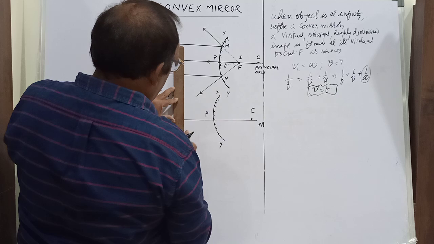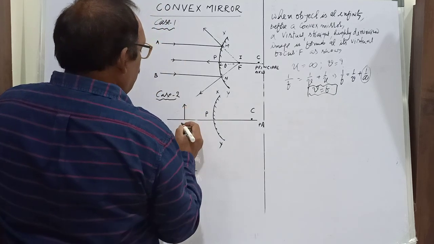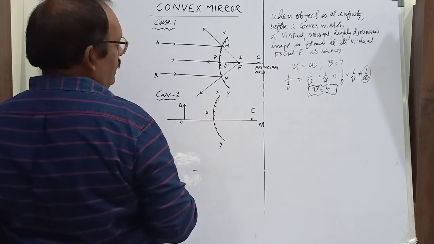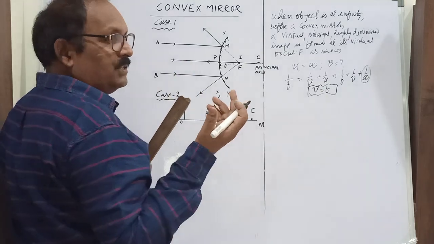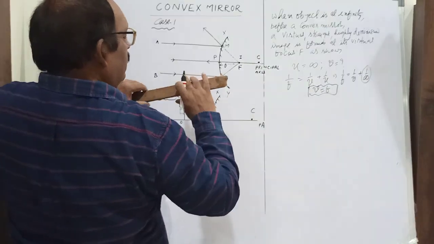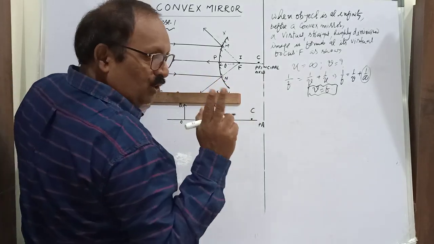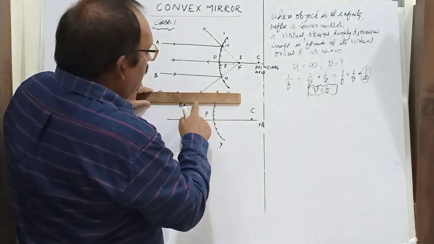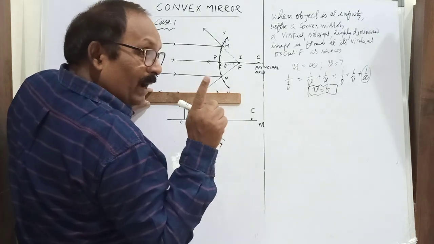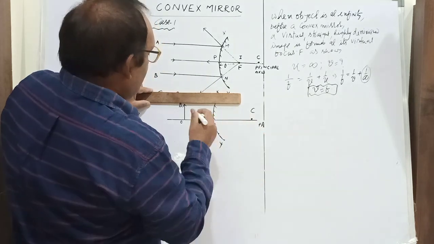Suppose I keep the object somewhere here. This is the size of the object, OB. Let us construct the image that is formed. Whenever an object is placed before the mirror, an image can be formed. To construct an image, I have told you three rules. The first rule is, when the incident ray is parallel to the principal axis, the reflected ray must pass through the principal focus or appear to be passing through the principal focus.